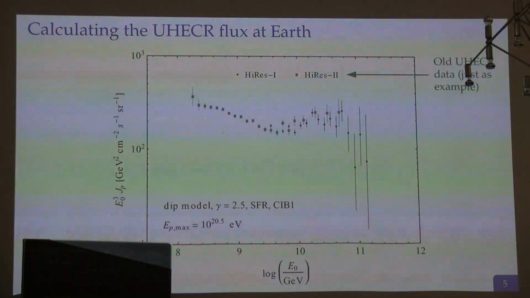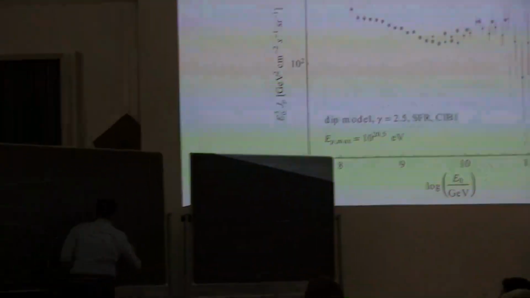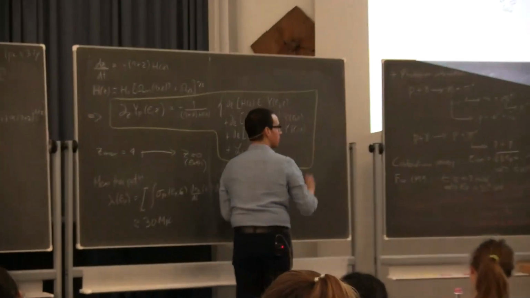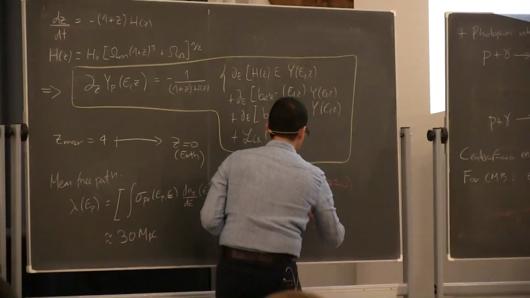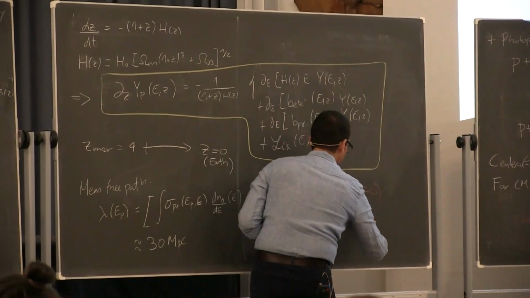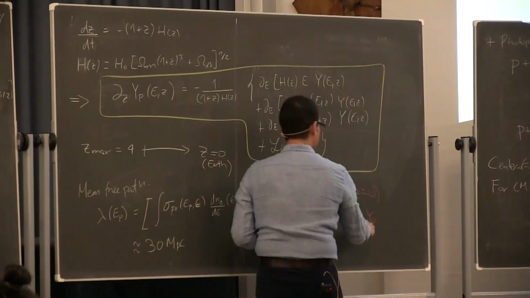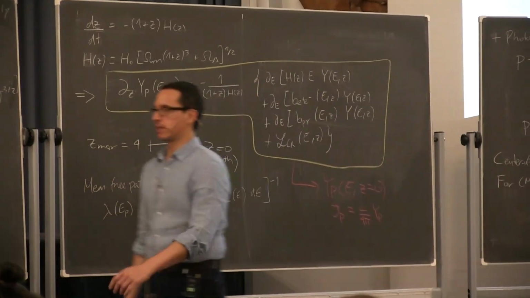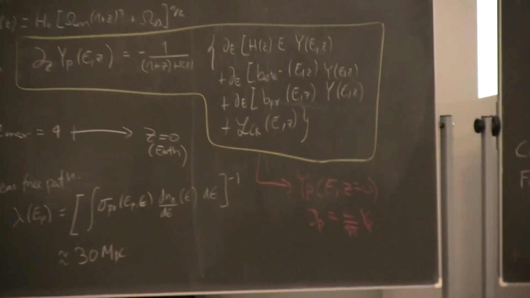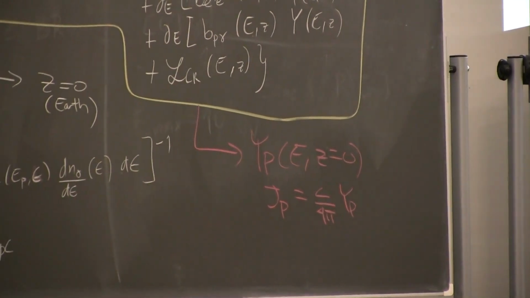And those are data points that I'm putting there, and I'm going to fit my predicted spectrum of the cosmic rays at the Earth. So after I solve this equation, at the very end, I'm going to find the density of protons at z of 0, and then with that, I'm going to find what the flux is of those protons, which is an easy transform. You multiply by the speed of light and divide by 4 pi to get the whole quantity per steradian.